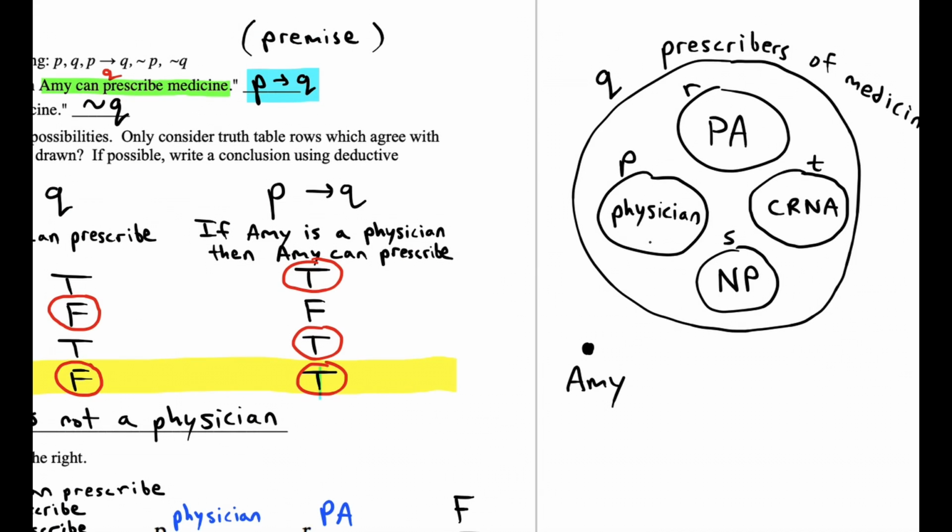Check out the diagram. Could she be in bubble P? Could she be in bubble R? Could she be in bubble S? Could she be in bubble T? Could she be anywhere in bubble Q? No, because it's given that she cannot prescribe the medicine, so she has to stay outside this whole situation, which means that she is not anywhere in this diagram. And so the first one's actually right. They all have to be false.